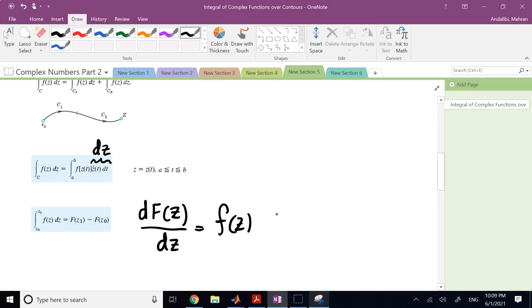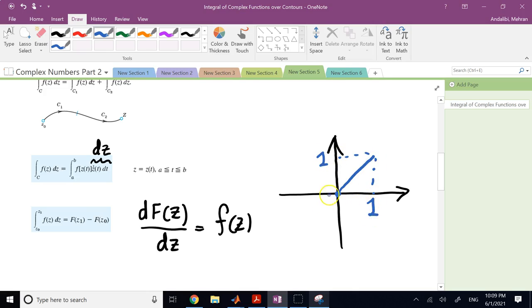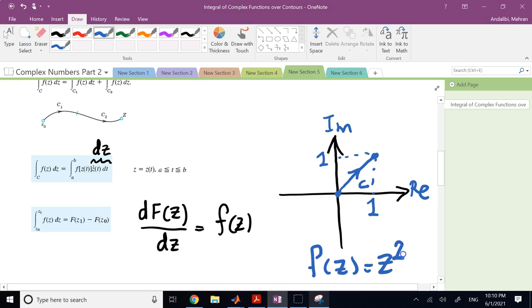Let's, for example, say that my function f of z is, let's say, z squared, and I want to integrate that over, let's say, a contour like this, which is just a simple line. It goes from point 0, 0 to point 1, 1. So this is my contour C in this case, a simple line, and my function f of z is z squared. Right? So how do I integrate f of z over this contour C? Okay, so let's do that.